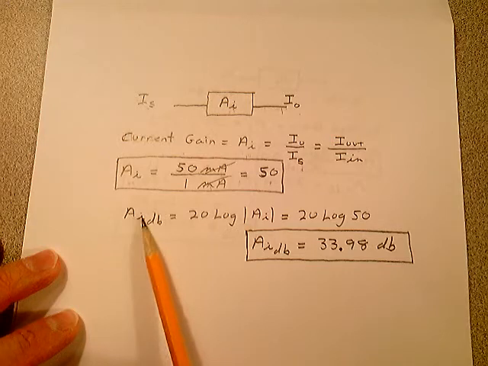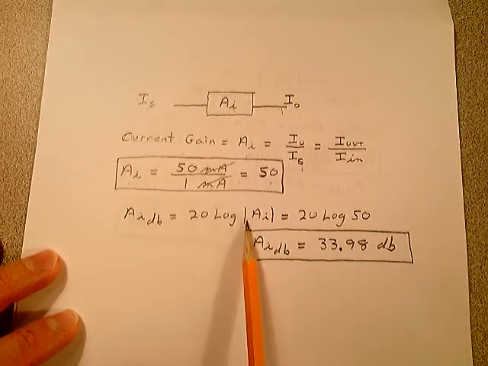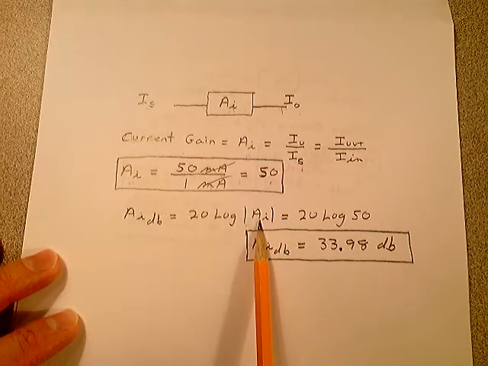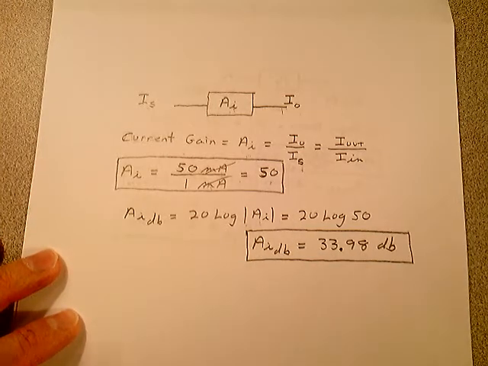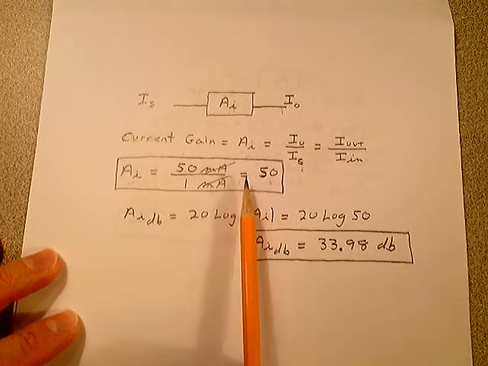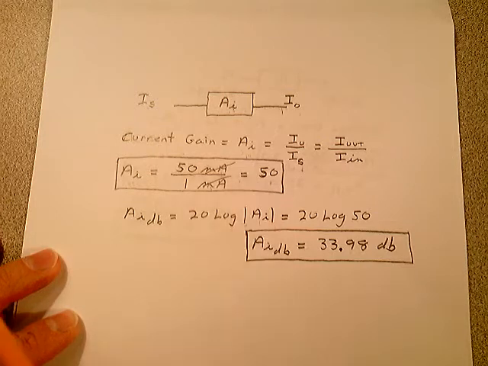The current gain in dB is 20 times log of the absolute value of the current gain. In this case, it's 33.98 dB. On the exam and on the quizzes, you're going to have to give me current gain and voltage gain as a ratio and current gain and voltage gain as dB.